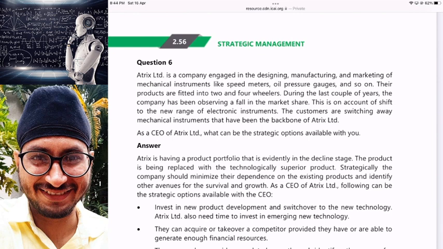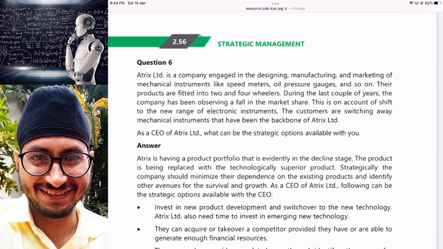See, I am manufacturing mechanical parts for two wheelers and four wheelers. But nowadays, people using mechanical parts are very less. Nowadays, all the two wheelers and four wheelers, most of them have what? Electronic parts. Now, in this situation, what should I do? What are the options I have?